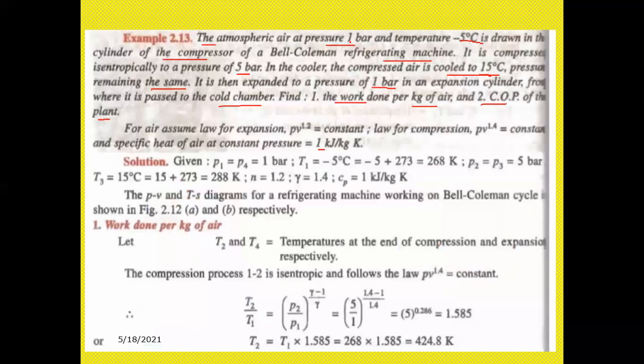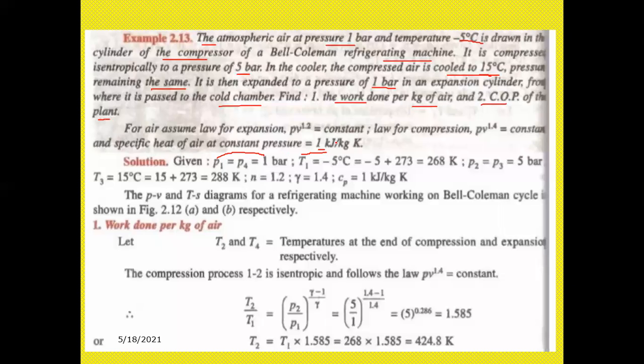So what is the data? The atmospheric air at pressure 1 bar, temperature is -5. So the atmospheric air at pressure is equal to 1 bar. So P1 is equal to 1 bar. Next, the temperature is -5 degrees drawn in the cylinder. So -5 plus 273, that is 268.